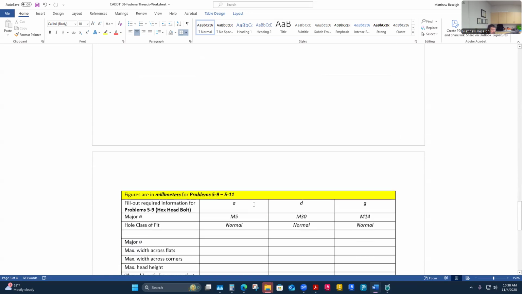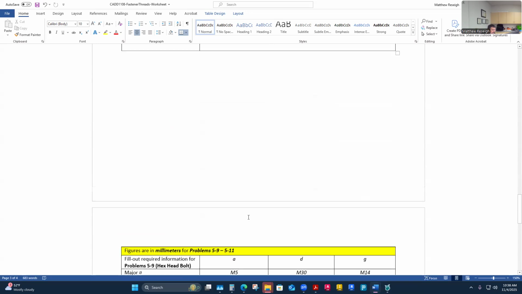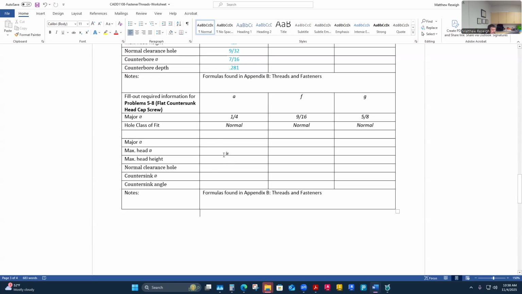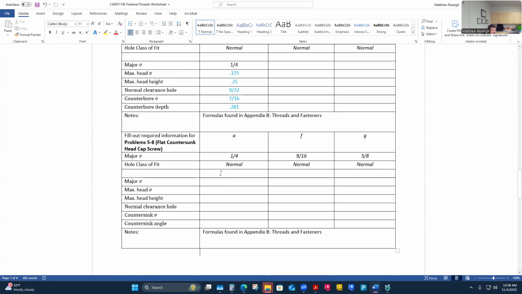What's the next one? Hey, I'm getting there. It's probably similar to what I just did. Maybe I don't need to go through it. Oh, it is a countersink one. I guess I better do that. Flat countersunk hex cap screw.